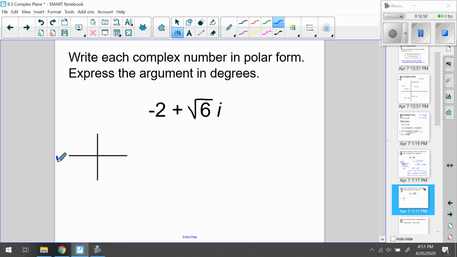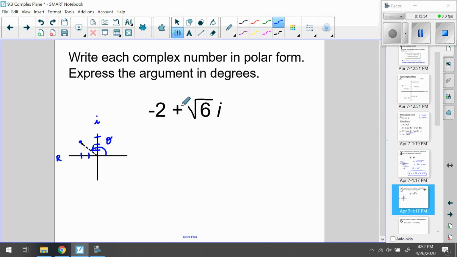So -2 is my real, so this is my real axis. So -2 is going to be over here, and then along my imaginary axis, I'm going to go up root 6, and root 6 is greater than 2 but less than 3, a little bit closer to 2, so that's going to put me somewhere right in here. And then I'm just going to show that angle. I'm going to use a dotted line. Okay, and so again, we just want to know the r value and this angle here.